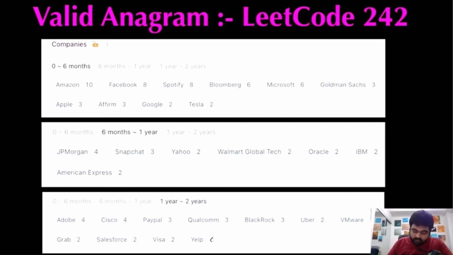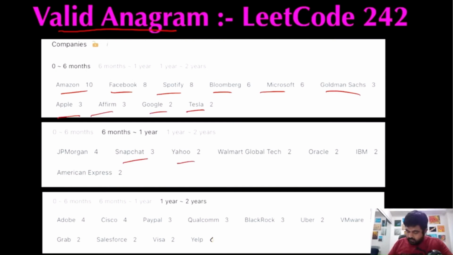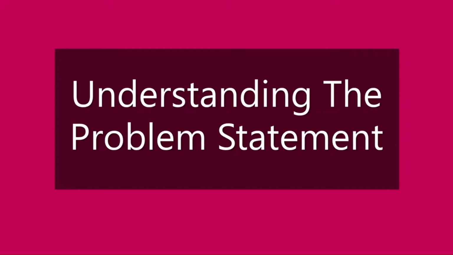Today we are going to do the valid anagrams LeetCode problem, and some of the companies I want to work at have already asked this question, like Amazon, Facebook, Spotify, Bloomberg, Microsoft, Goldman Sachs, Apple, Affirm, Google, Tesla, Snapchat, Yahoo, and Uber. So that's why I am paying my utmost attention. I hope you also enjoy the video.